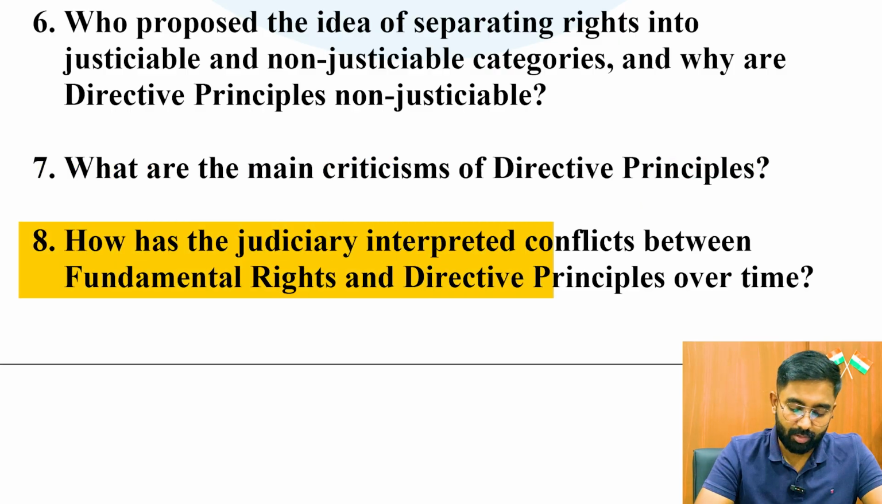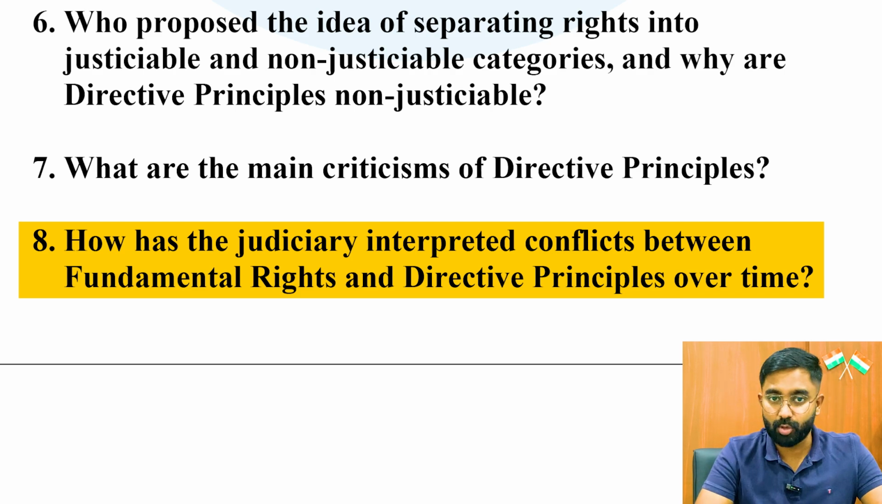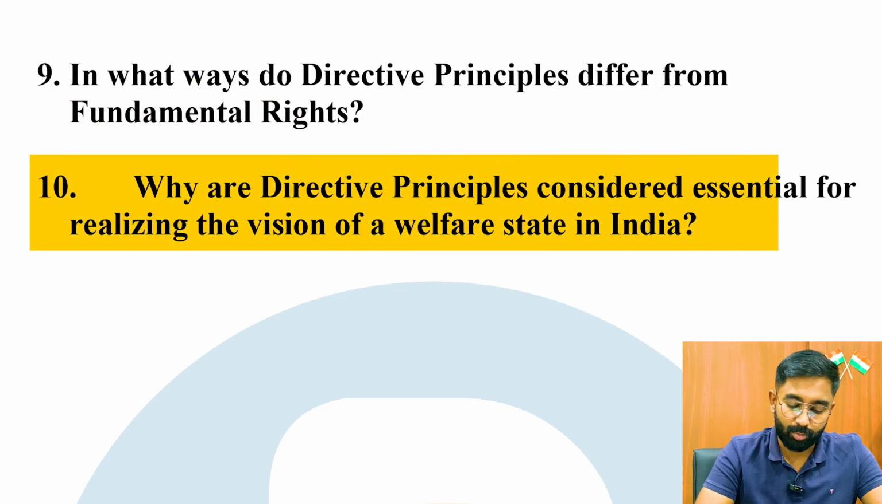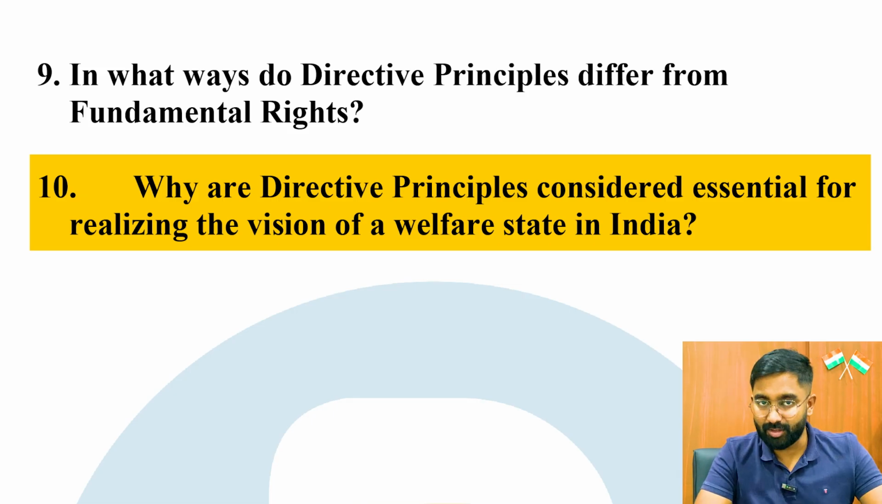How has the judiciary interpreted conflicts between fundamental rights and directive principles over time? In what ways do directive principles differ from fundamental rights? Last question: why are directive principles considered essential for realizing the vision of a welfare state in India?